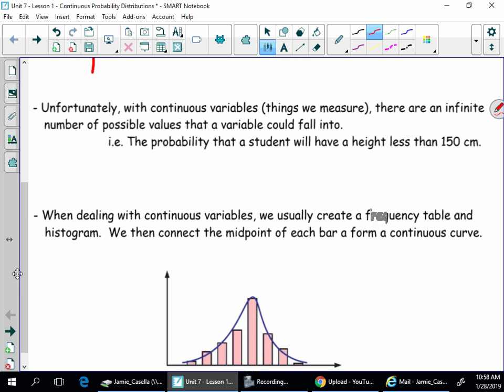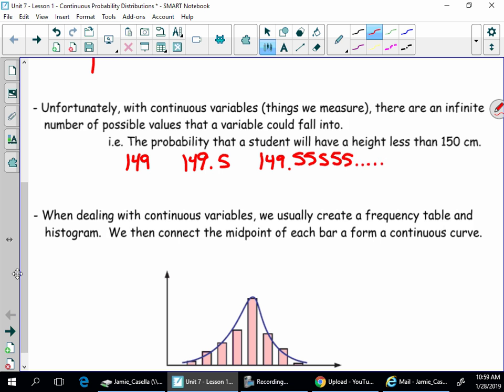There's always going to be an infinite number of possibilities that a variable could fall into. So for example, what's the probability that a student will have a height less than 150? What heights could they have? Well, sure, they could have 150. Sorry, we're saying less than 150. They could be 149. That's totally doable. But what about 149.5? That's another choice. How about 149.55? That's another choice. Or 149.555, and so on and so on.